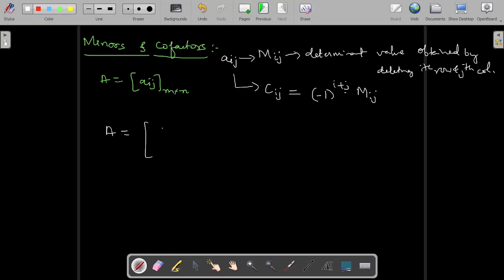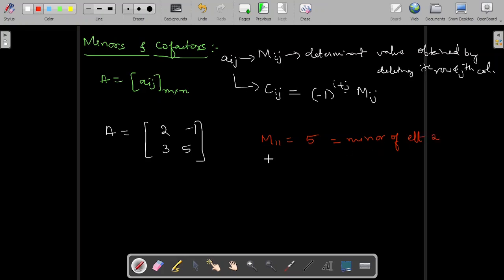A equals 2, minus 1, 3, 5. This is a 2 by 2 matrix. I want the minor of 2. So M11, it is the element in the first row, first column. M11 means delete first row, first column. When you delete first row, first column, you will remain with 5. So this is the minor of element 2.